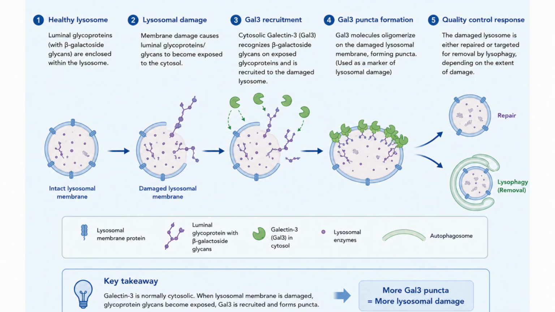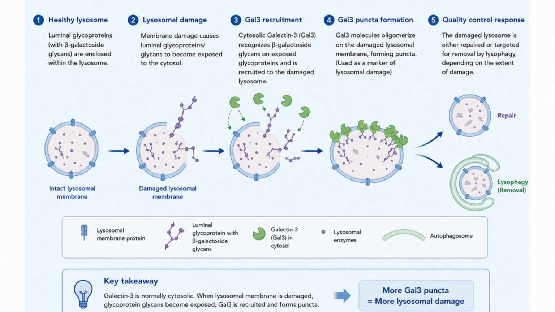Normally, GAL3 just floats freely out in the cell's cytoplasm, but inside the lysosome, hidden safely away, are sugar molecules called glycans. When a lysosome membrane ruptures, those inner glycans are suddenly exposed to the outside. GAL3 instantly recognizes this and binds directly to the exposed sugars. When scientists tag GAL3 with a fluorescent marker, those damaged lysosomes light up as bright green dots, or puncta, under a microscope. So this gives researchers a direct visual way to see exactly if and when the lysosome membranes are breaking.